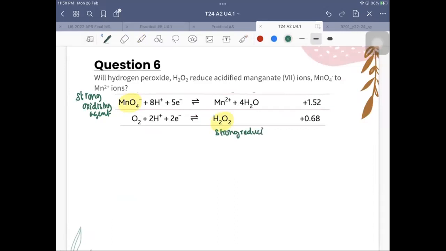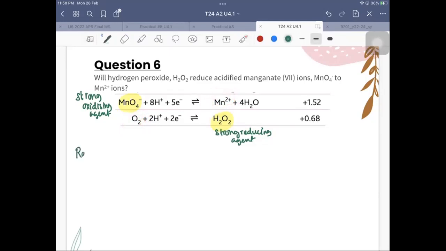So even without doing a calculation, I can already say, yes, manganate would react with H2O2. Now, if it was the reverse, Mn2 plus reacting with oxygen, it will not happen because Mn2 plus is a weak reducing agent and O2 is a weak oxidizing agent.